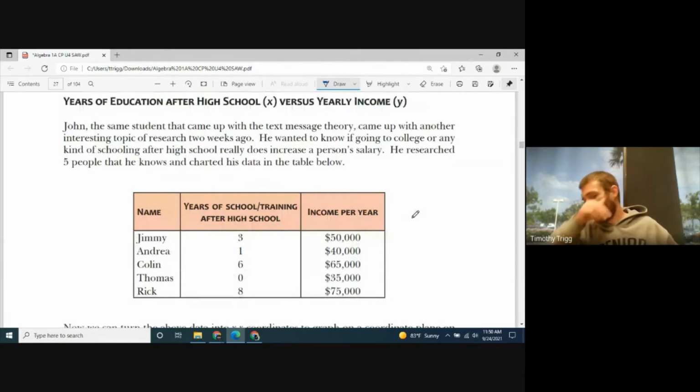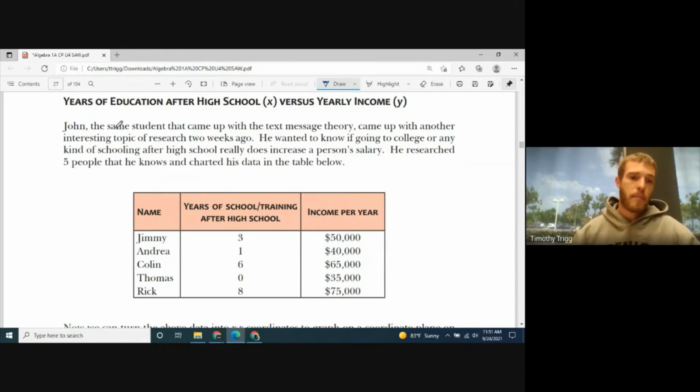Okay, so let's do another one like that, where we're given a bunch of data, a bunch of coordinate points, and we need to figure out the equation that models that data. So let's go ahead and look at this next question here. It says, John, the same student that came up with the text message theory, came up with another interesting topic to research 2 weeks ago. He wanted to know if going to college or any kind of schooling after high school really does increase a person's salary. He researched 5 people that he knows and charted his data in the table below. So you can see the data there.